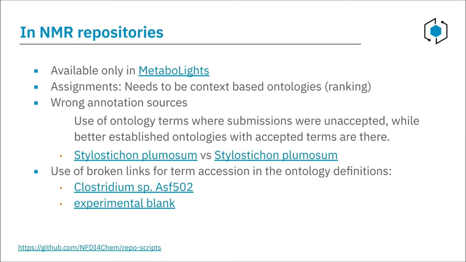But within MetaboLights, we have found a lot of inconsistencies in terms of how the ontologies are assigned. Examples would be wrong annotation sources, where a right annotation source could have been chosen if there were a proper system in place. And also sometimes broken links from the ontologies or the term accessions, where things could have been corrected if we had gone through already assigned ontologies retrospectively.